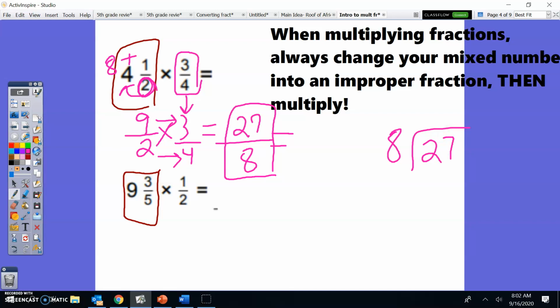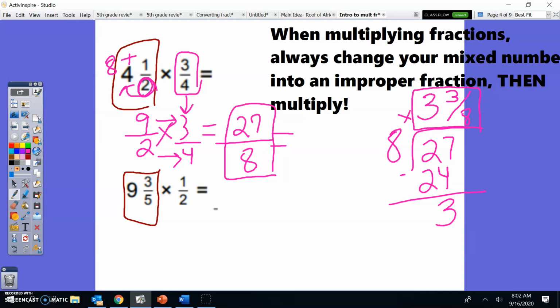And I know that 8 goes into 27 3 times. 8 times 3 is 24. 27 minus 24 is 3. 3 becomes my numerator of my fraction. 8 becomes my denominator. So my answer is 3 3/8.